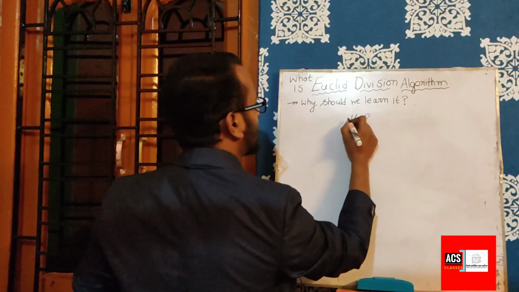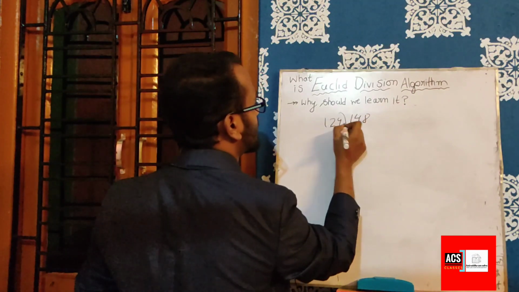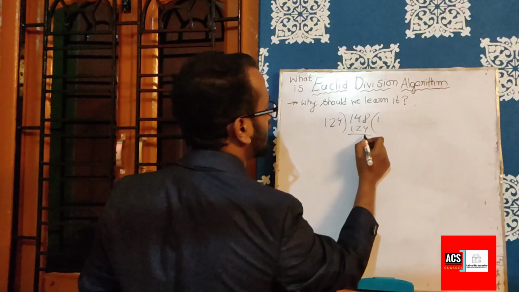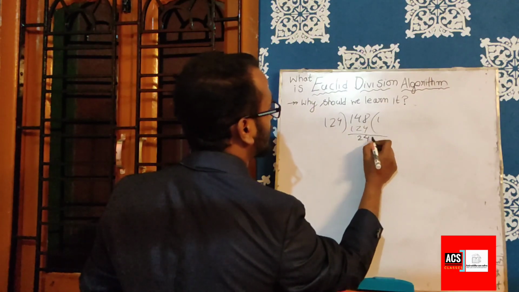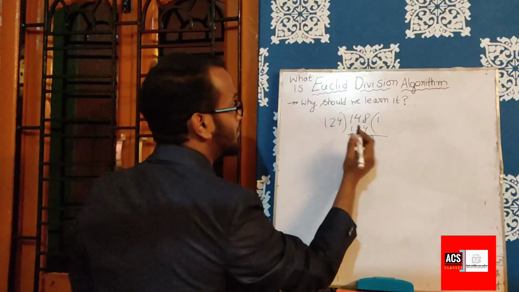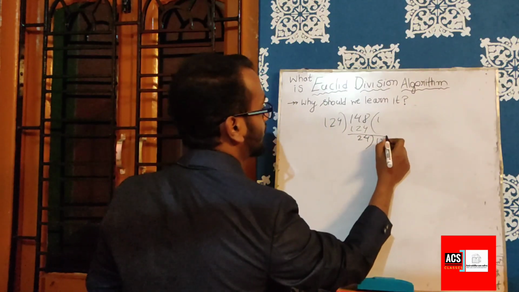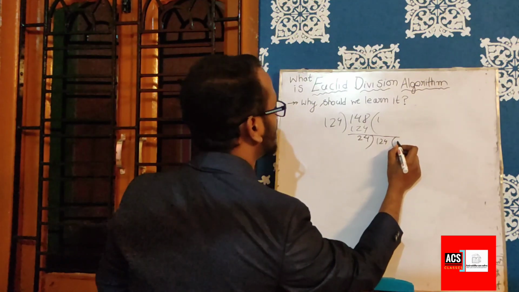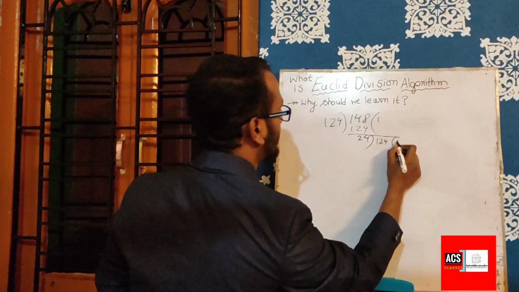Let's say 148 divided by 124. It will go 1 time, with remainder 24. So this remainder will become the new divisor and the old divisor 124 will become the new dividend. How many times will it go? Maybe I think it will go around 4 times.